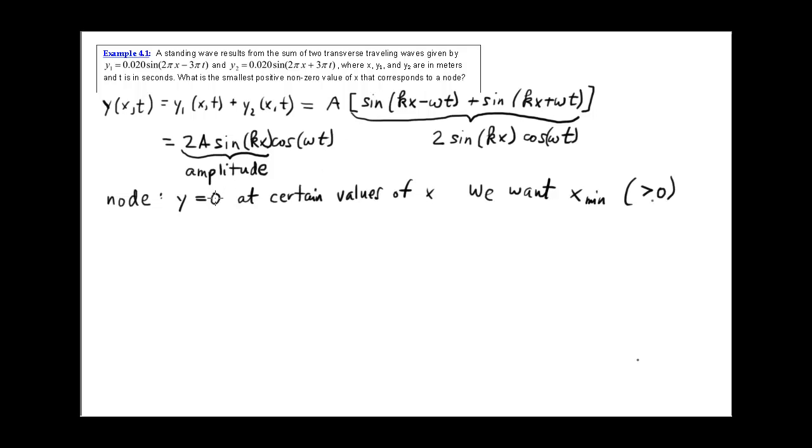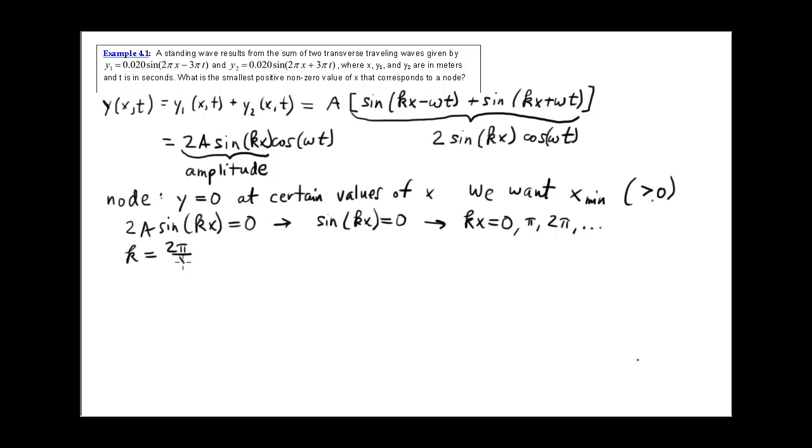So we can only be sure that y will be 0 at a particular value of x if the amplitude function goes to 0. That means we want 2a sine kx equals 0, which means that the sine of kx equals 0, and in turn that means that kx can be 0. It can be what would be the next value? It would be pi, right? 2 pi, and so on. Any integer multiple of pi. So we're trying to solve for x. Remember, the definition of the wave number k is 2 pi over lambda, and substituting that into the expression over here means that 2 pi over lambda x is equal to 0, pi, 2 pi, and so on, so that if I solve for x, I get x equals, well, the first term will be 0.